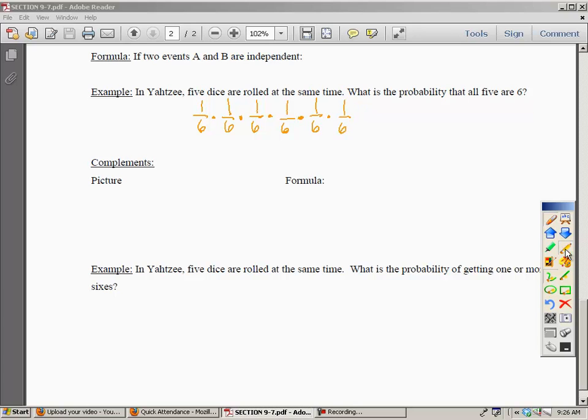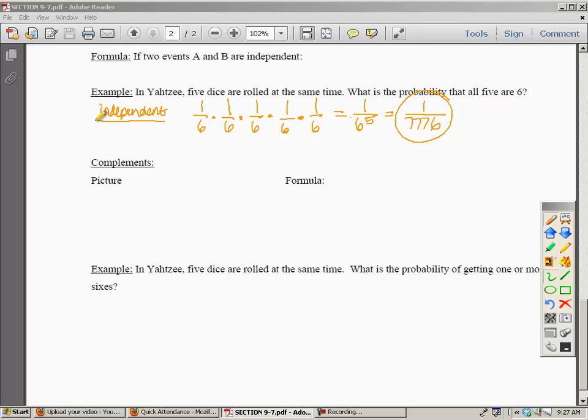Oh, I only need 5 of them. Just got excited. Okay? So if I have 5 of them, here's what ends up happening. I have 1/6 to the 5th power, because I take 6 times 6 times 6 times 6 times 6, which is 1/7,776. Because each die is independent, all I have to do is multiply my events together.